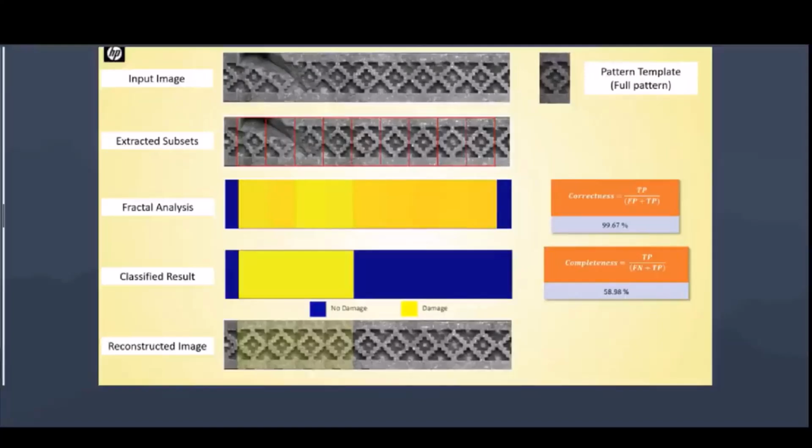Similarly, here also you can see this was the full pattern. The pattern of a flower we have selected as a complete pattern, and fractal analysis for the complete pattern was carried out. Fractal dimensions were checked, and the classification was done on which areas are damaged or not damaged. The damaged areas were removed from the original image and replaced by the elemental area, and a virtually reconstructed image was created.